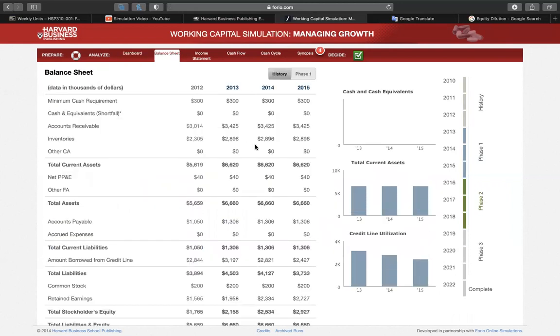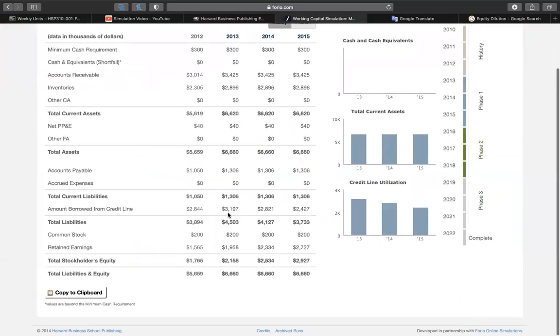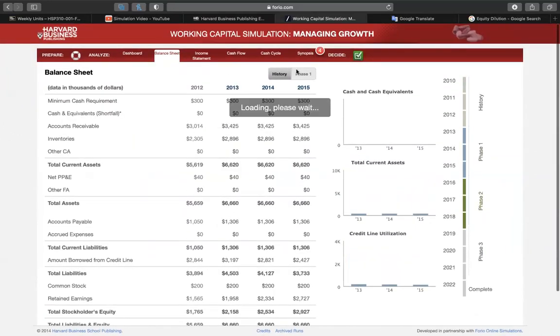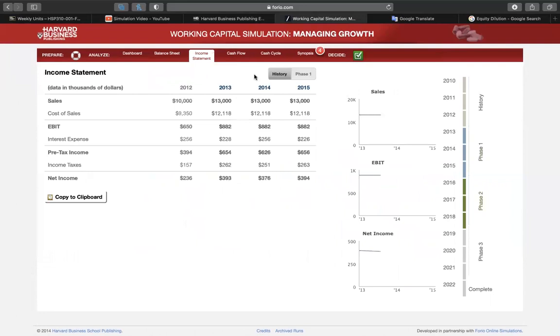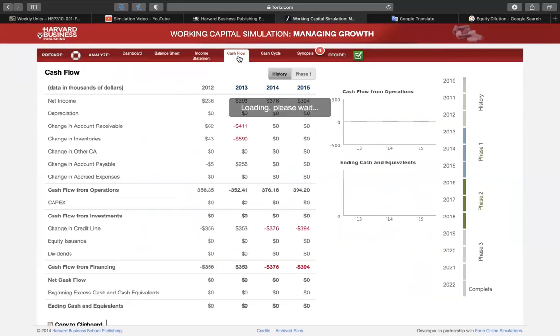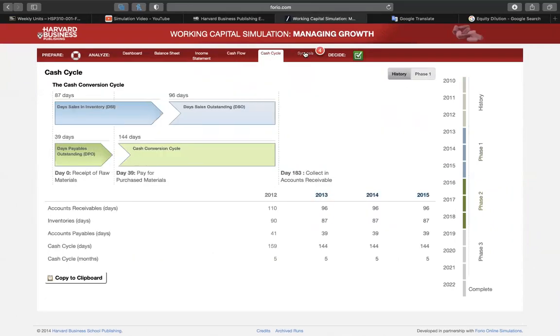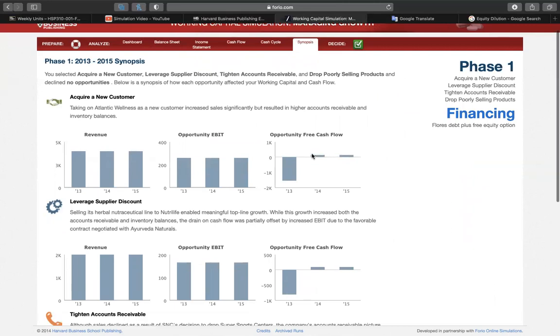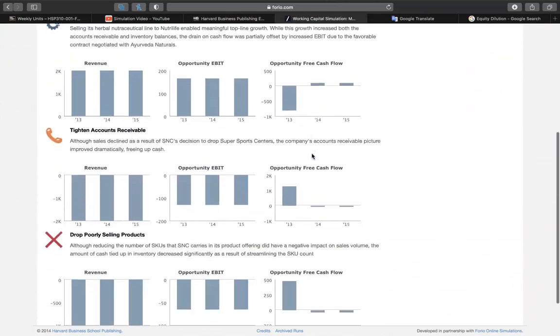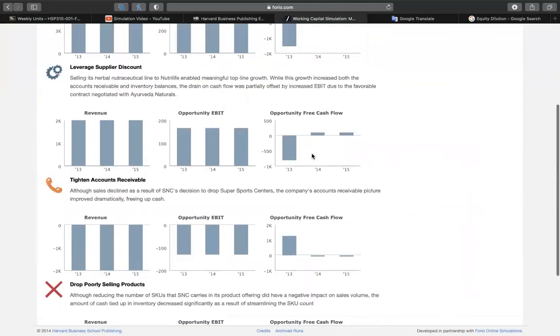Look at the balance sheet. We can see the total current assets already increased in this phase, which is a really good sign. And next we look at the income statement. Still, I think I did well with the first option that we have here. So let's move to the next phase.